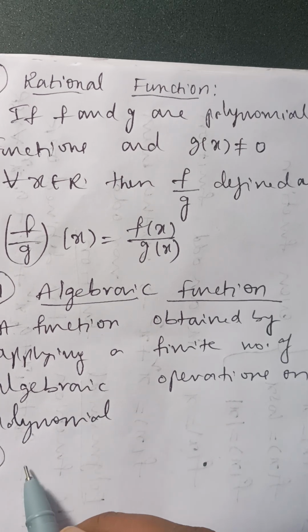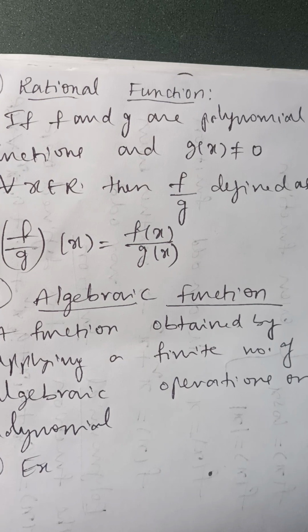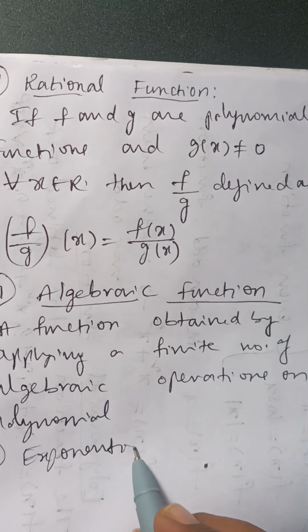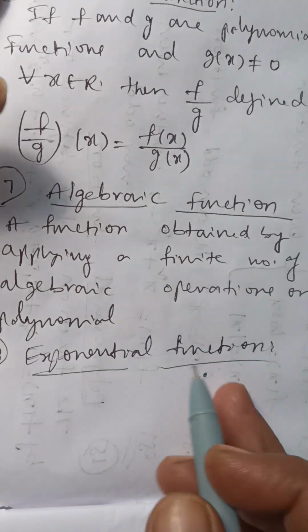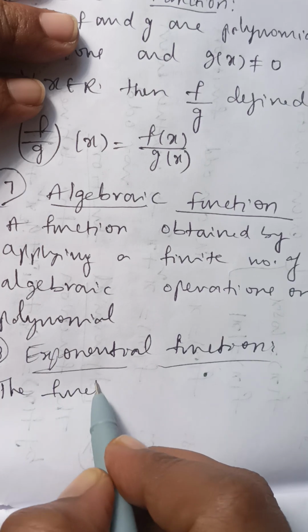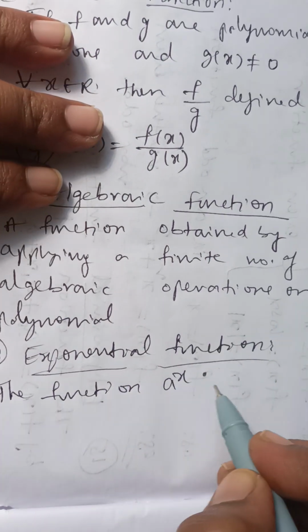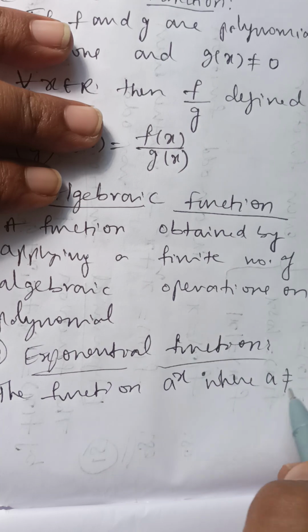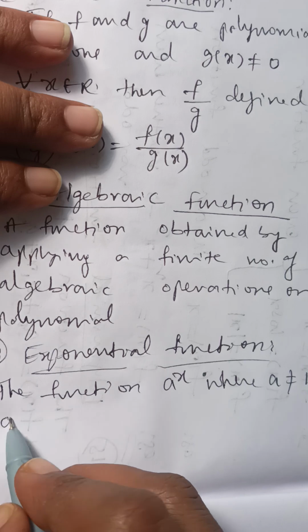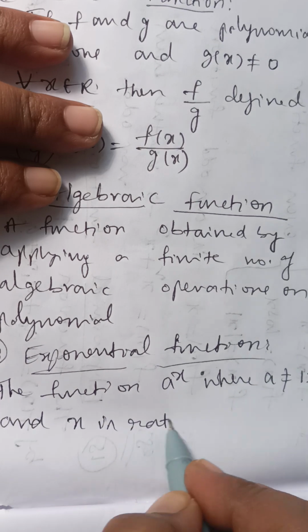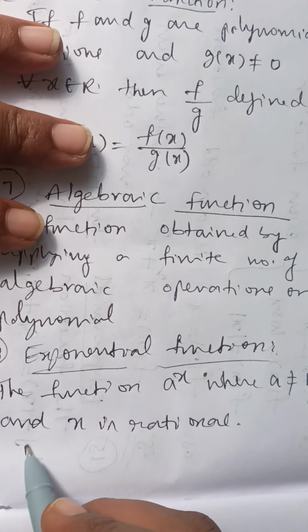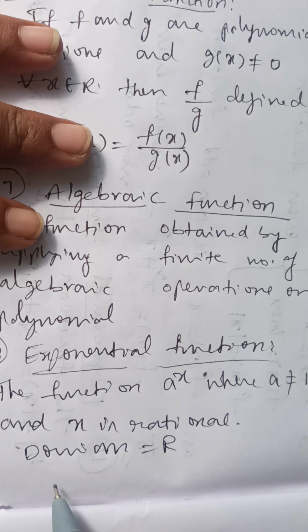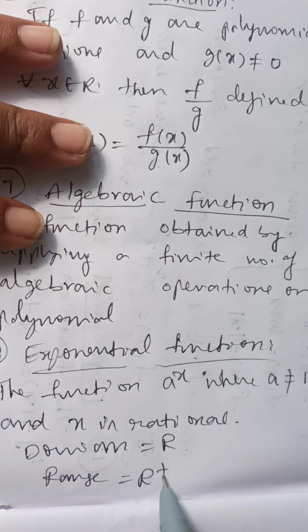Next, the 18th one, exponential function. The function a power x where a is not equal to 1 and a is greater than 0 and x is rational. This type of function a power x is an exponential function and its domain is R and its range is R plus. Take an example of exponential function.